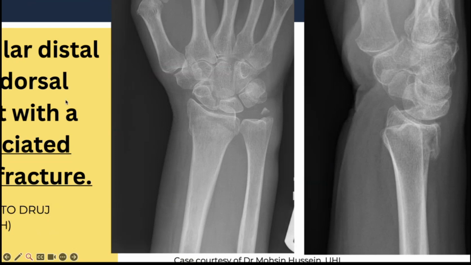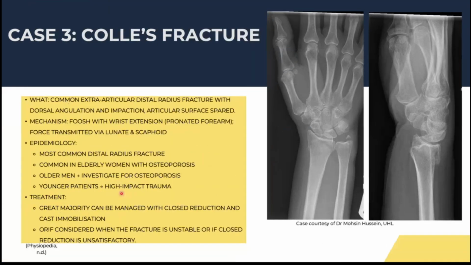Yeah, that's that one. So the Colles fracture is a very common extra-articular distal radius fracture, and you often get them with little old ladies who come in with, say, osteoporosis and they've fallen on their hands. If you get them in older men, it might be an idea to investigate for things like osteoporosis with them. And with younger patients as well, it's usually from high impact trauma because obviously they have a stronger bone density than the elderly ladies.